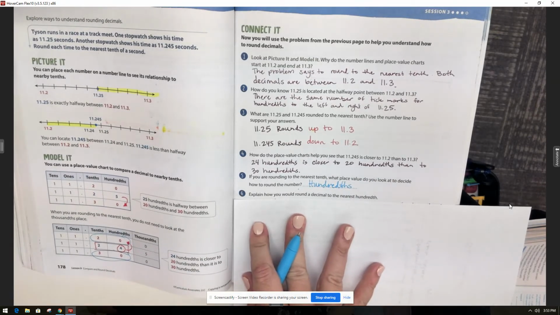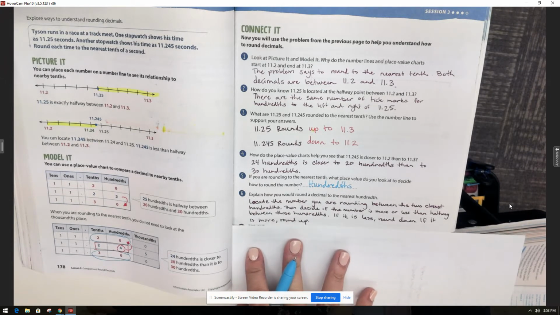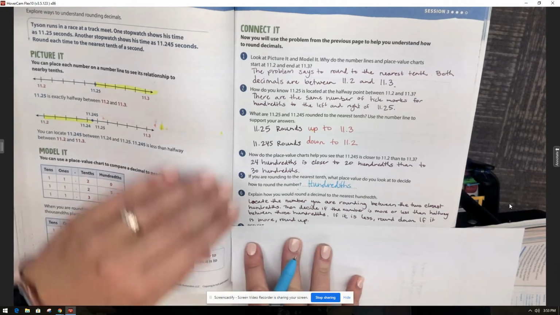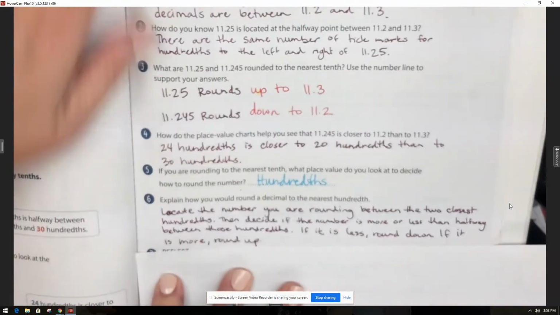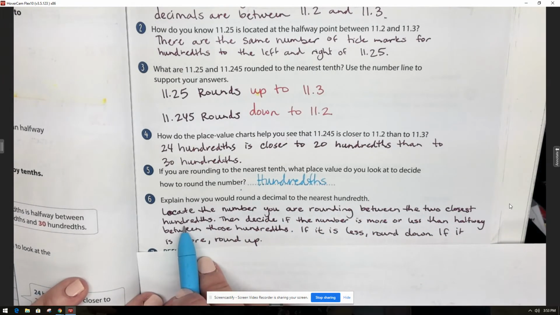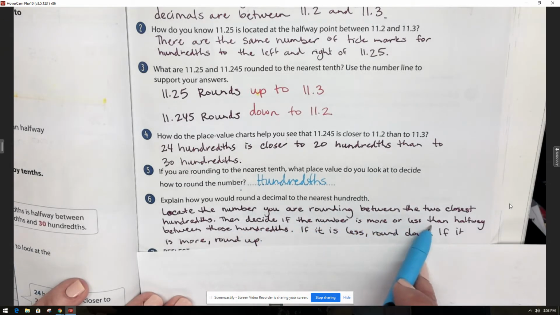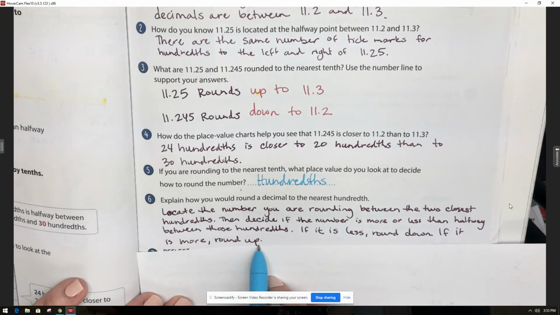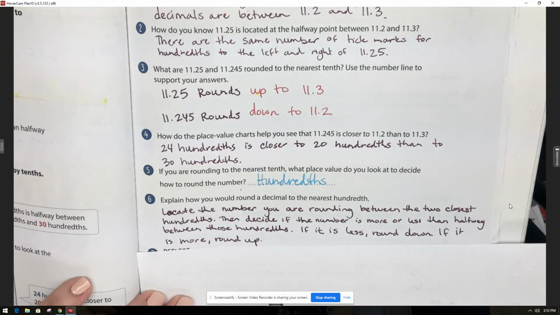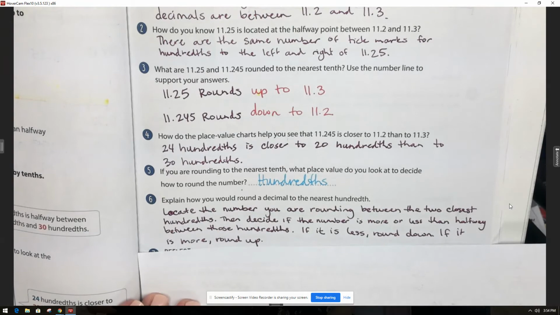Number 6 says, explain how you would round a decimal to the nearest hundredth. So the first thing we would do is locate the number. I'm going to go ahead and zoom in because this one's a little long. You would locate the number you're rounding between the two closest hundredths. Then you would decide if the number is more or less than halfway between those hundredths. If it is less, we round down. If it is more, we round up. You can go ahead and pause the video here to get that all written down. And then when you're ready to move on, you can unpause.